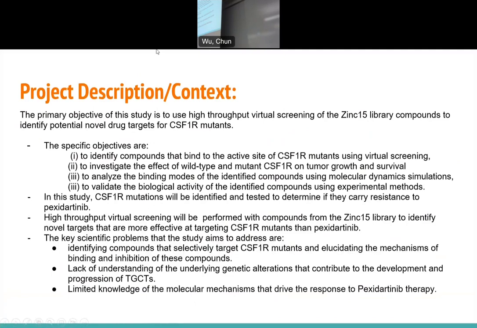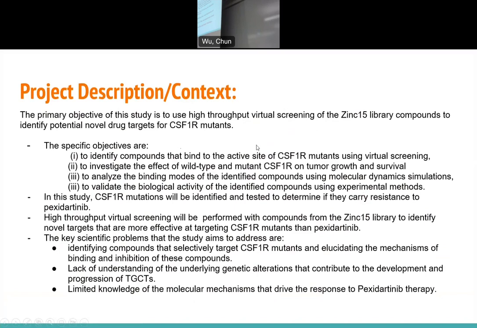Okay, so the primary objective of the study is to use high throughput virtual screening of the ZINC15 library and identify potential novel drug targets for these mutants. The specific objectives are to identify compounds that bind to the active site of these mutants using virtual screening, and then investigate the effect of the wild type and mutant. I just realized that I didn't include the mutants in this, but it is in my paper. And then we're going to analyze the binding modes of the identified compounds using molecular dynamics simulations, and then validate the biological activity of the identified compounds using experimental methods.